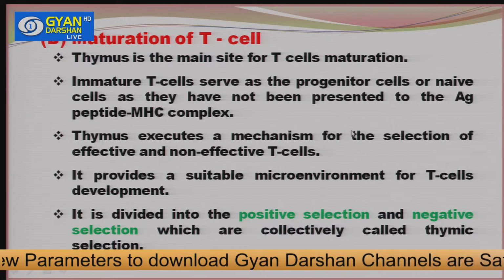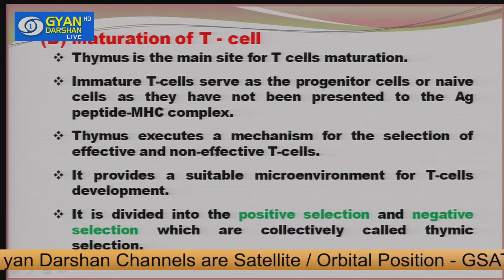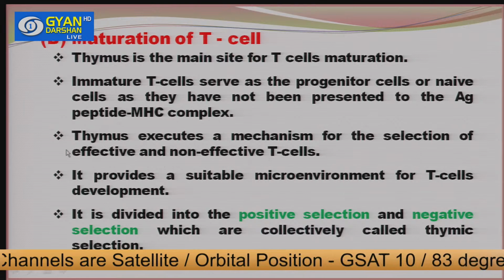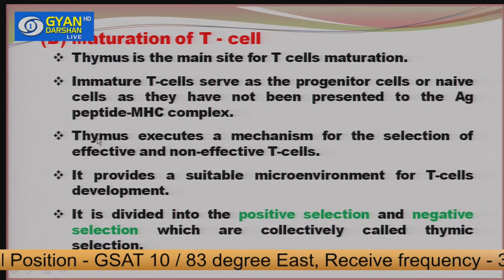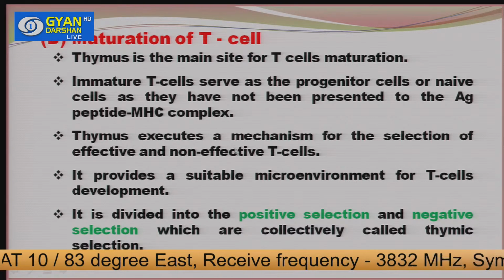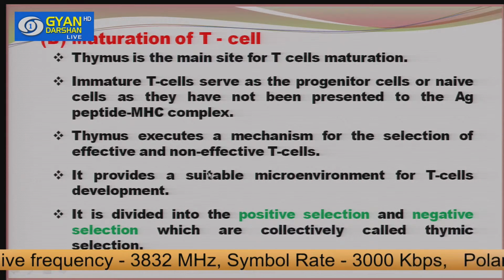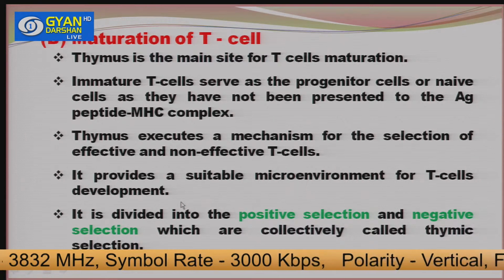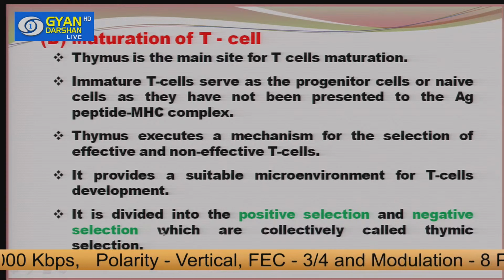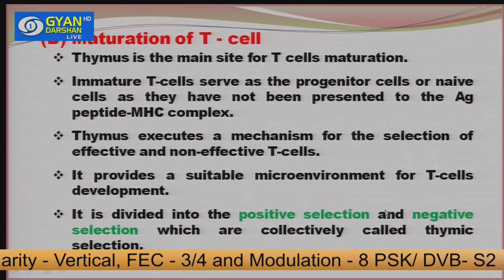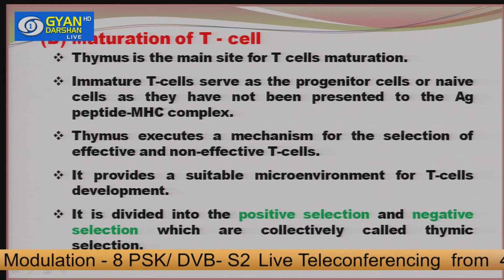The thymus executes the mechanism for the selection of effective and non-effective T cells. So the role of the thymus is very crucial. It provides a suitable microenvironment for T cell development. I have already discussed this in my previous lecture. It is divided into positive selection and negative selection, which are collectively called the thymic selections.